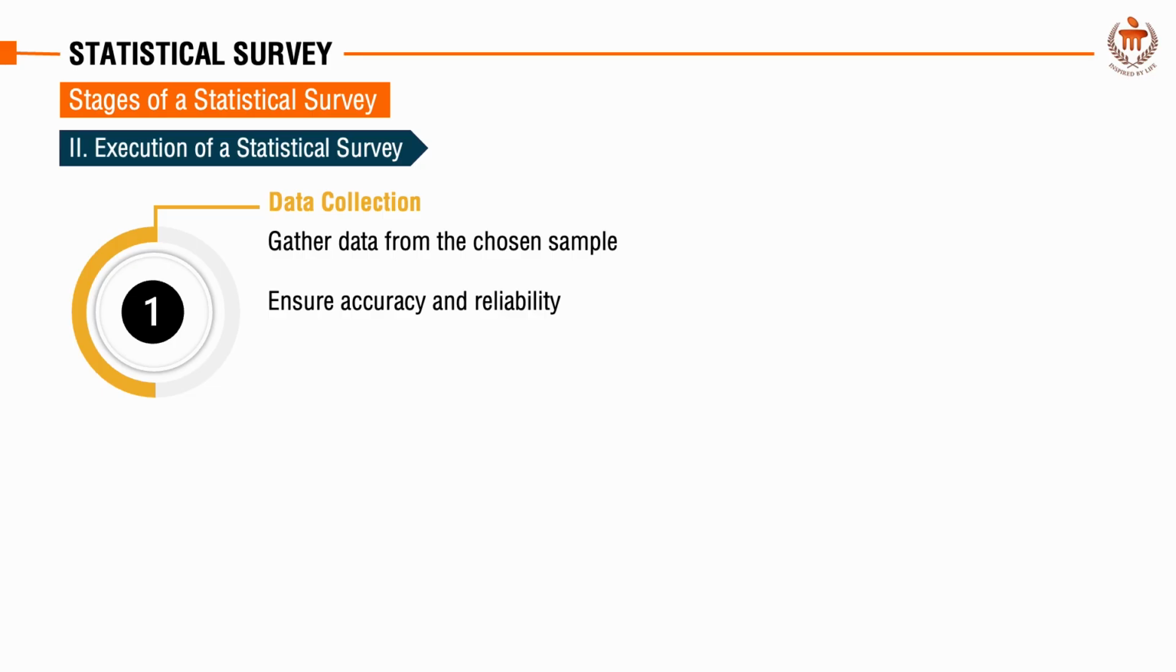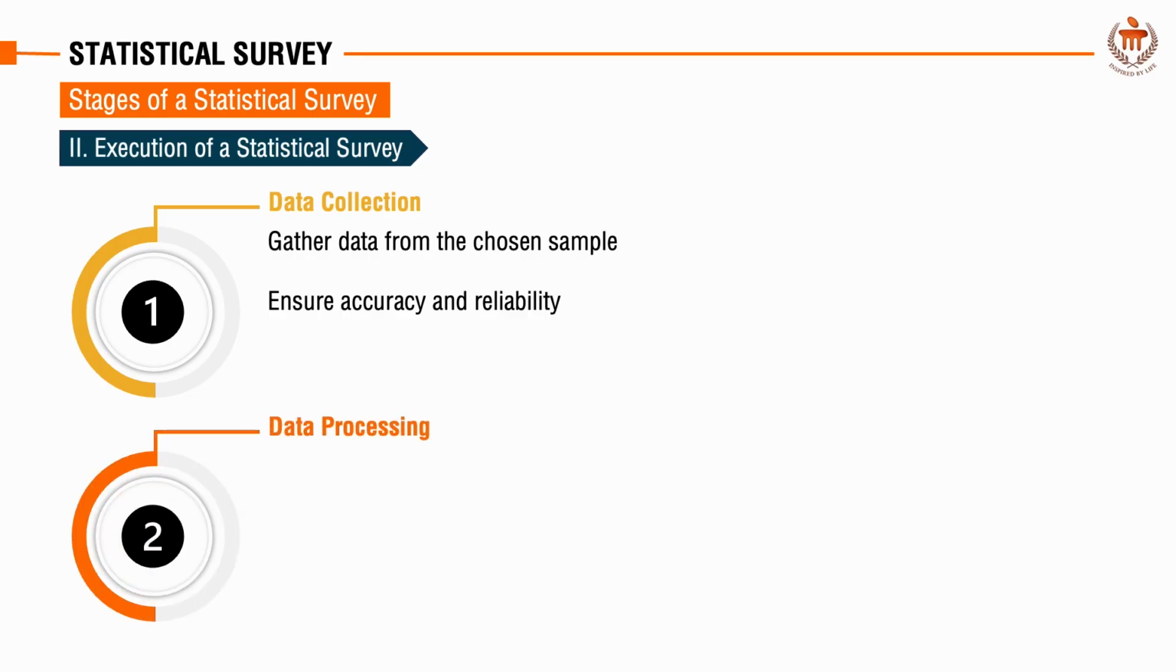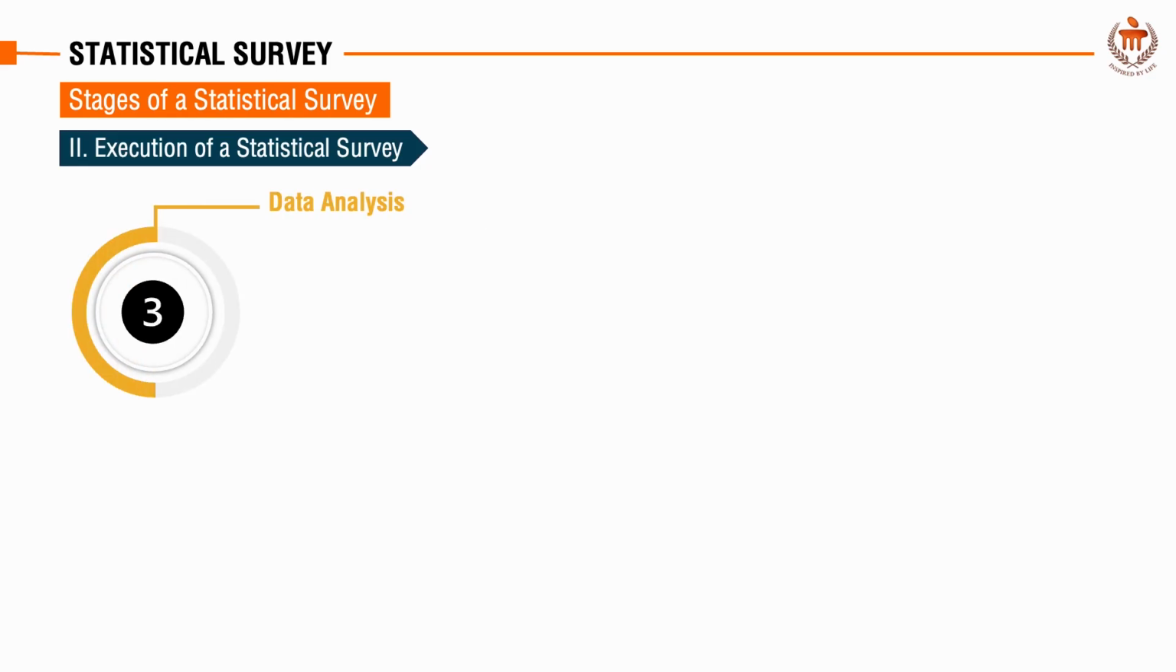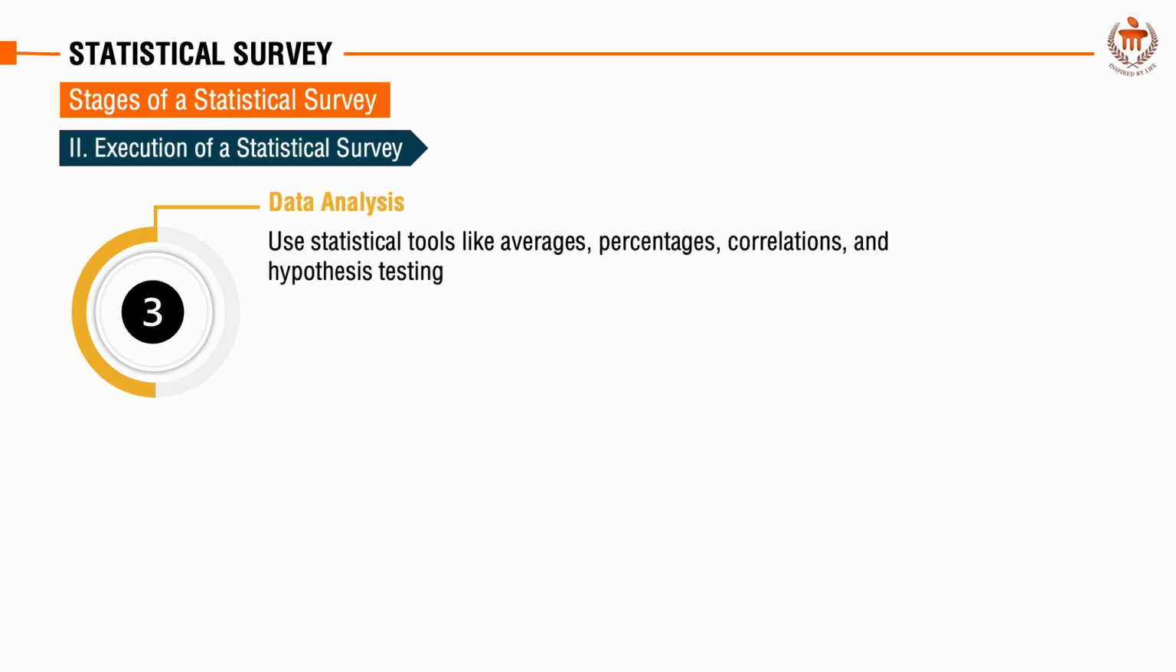the process. And once the data is collected, the next step is data processing, which includes cleaning and organizing the raw data. It involves tasks such as removing errors, addressing missing values, and formatting the data for analysis. Going further, when we talk about analysis, we use statistical tools such as averages, percentages, correlation, and hypothesis testing. These methods are helpful to extract meaningful patterns or relationships in the data.